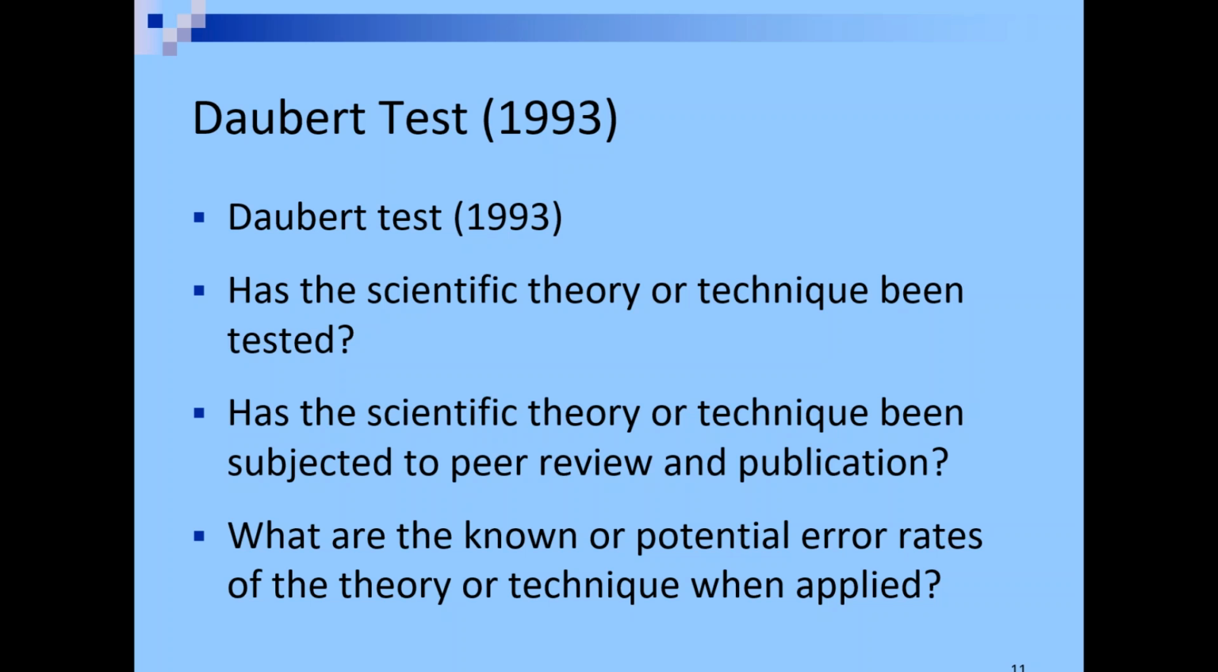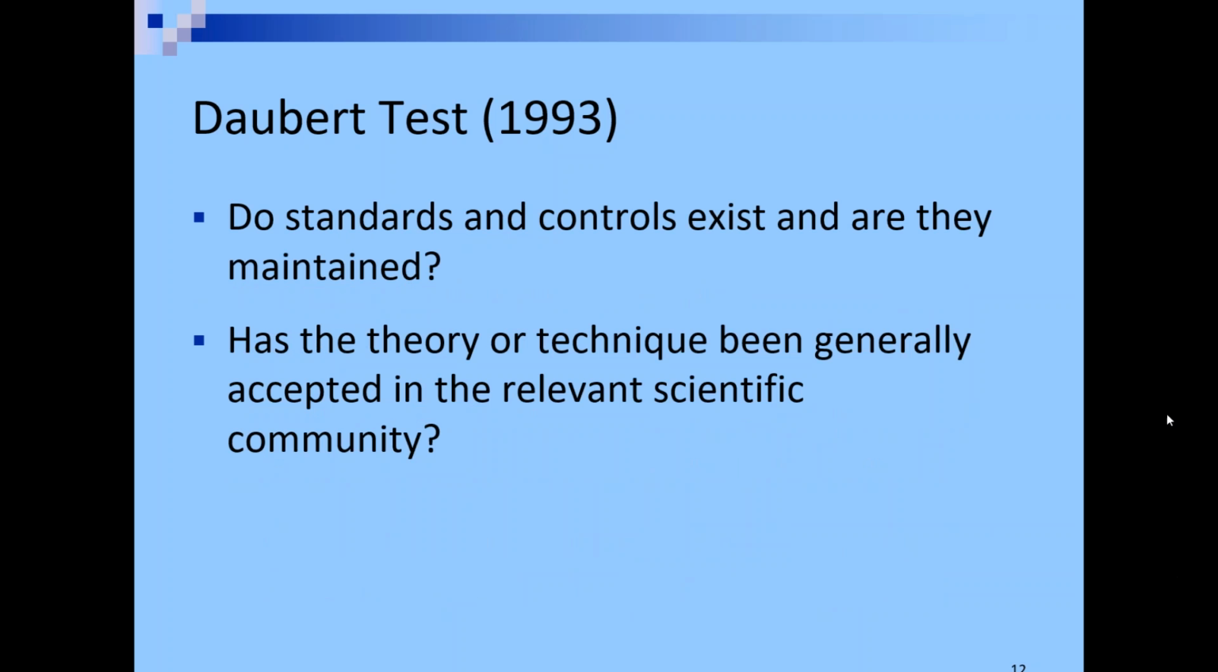Okay, what are the known or potential error rates of the theory or technique when applied? Okay, so again, it's okay if there are some errors, if not everybody has the same bite mark or if a person's bite mark can change over time, but it's just asking a little bit about whether you know what those error rates are. Like with DNA analysis, yeah, you can't assess human error rates necessarily, but you can assess and calculate the frequency of a profile in a given population. All right.